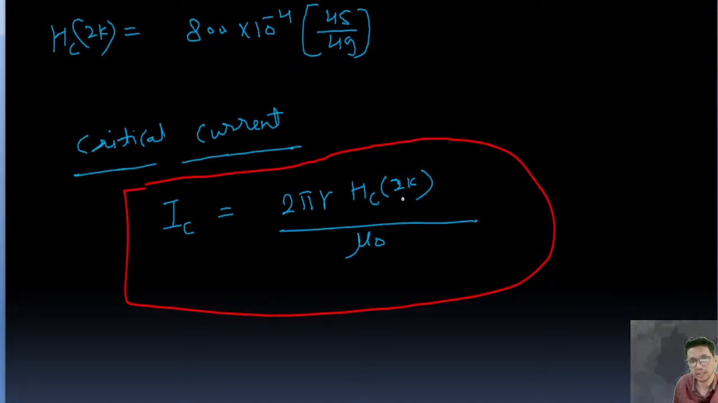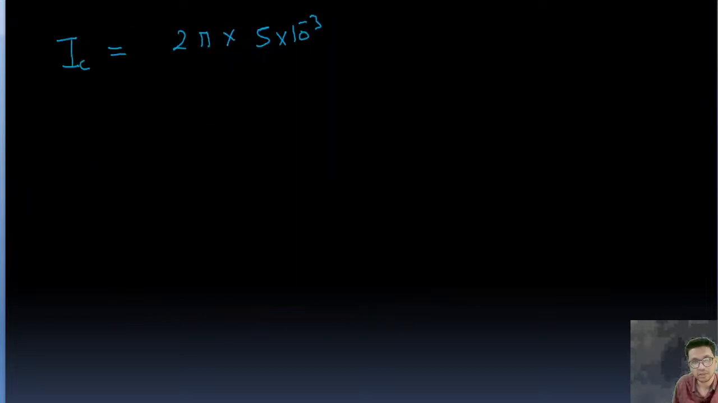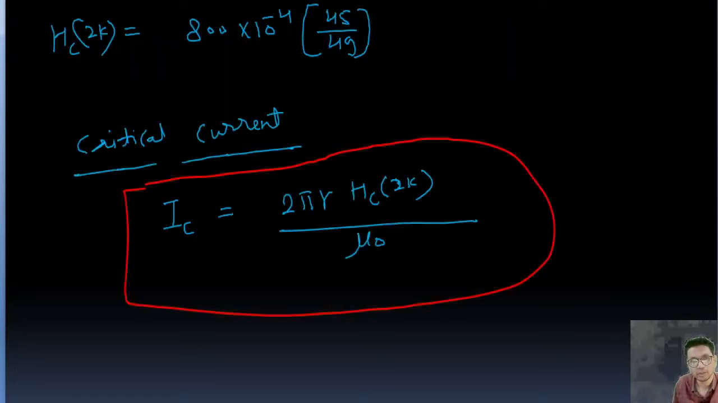So IC is going to be 2 pi r, where r is given, that is 5 millimeter, meaning 5 into 10 to the power minus 3 meter, right? And the critical magnetic field we have been given: 800 into 10 to the power minus 4 into 45 upon 49, upon mu 0. The mu 0 value we know, right? Because there is a formula.